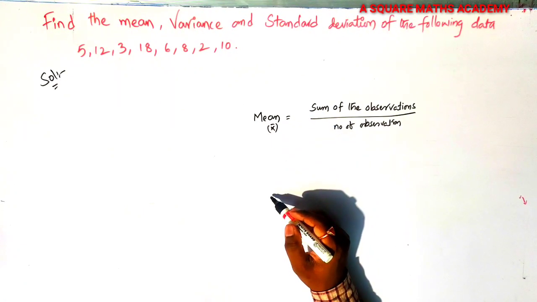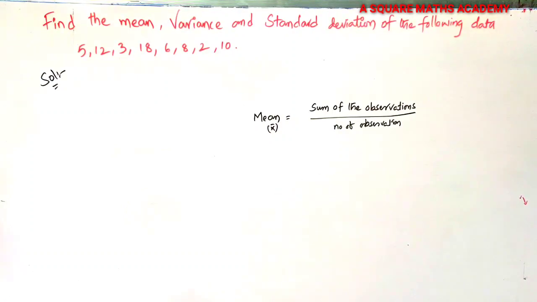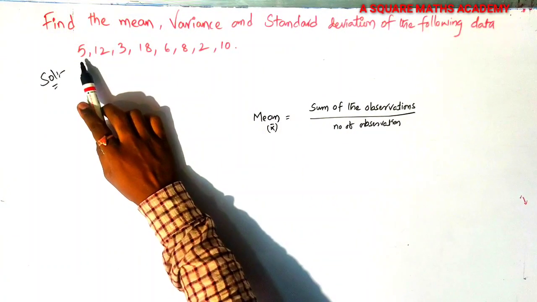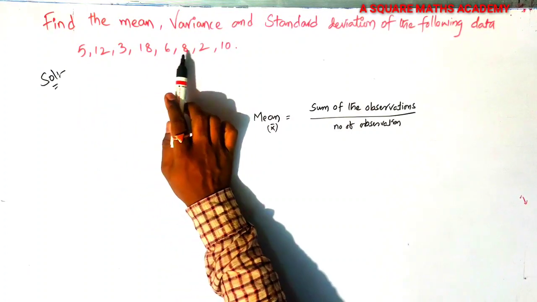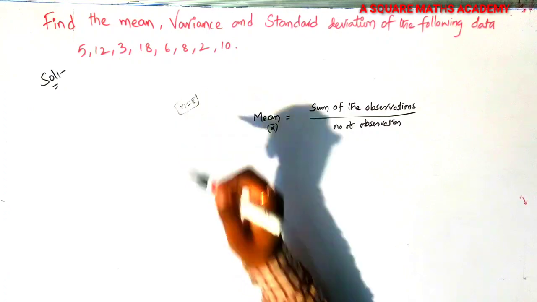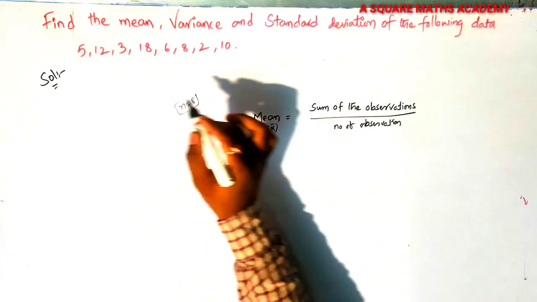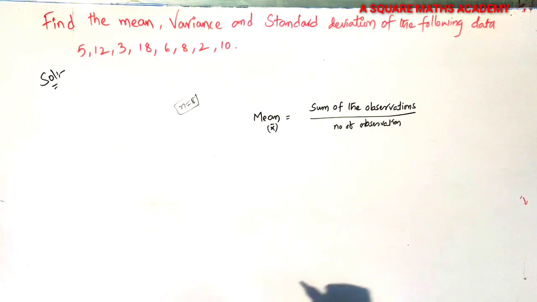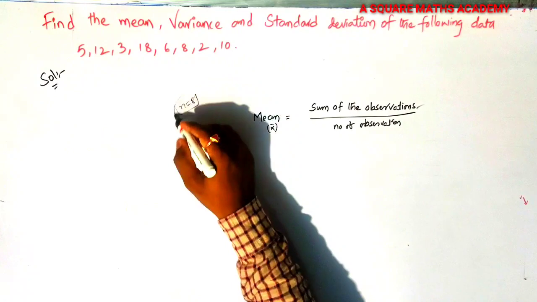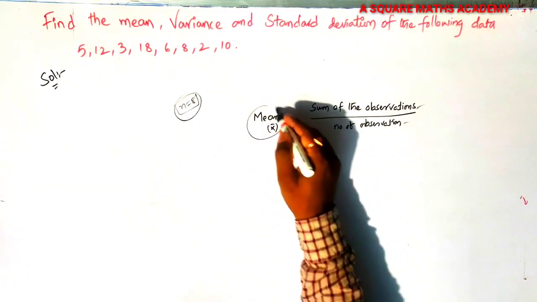Here, for ungrouped data, the total number of observations given is 1, 2, 3, 4, 5, 6, 7, 8. So there are 8 observations in total. We add the given observations to get the sum, and the number of observations is n equals 8. So we get the mean here.